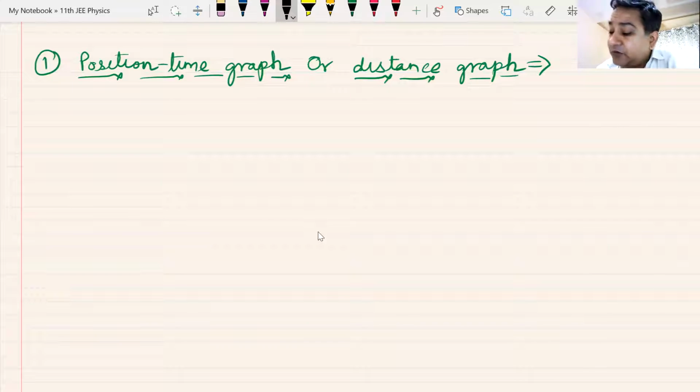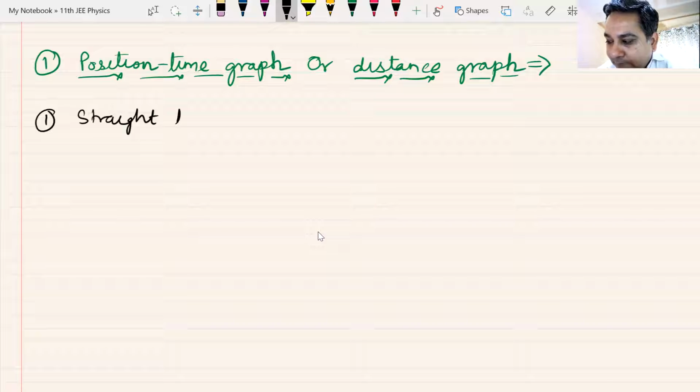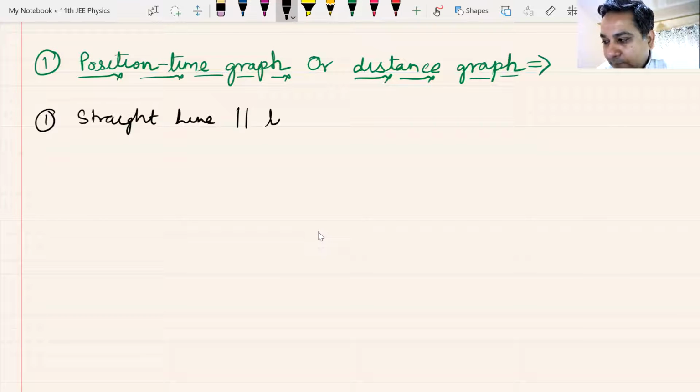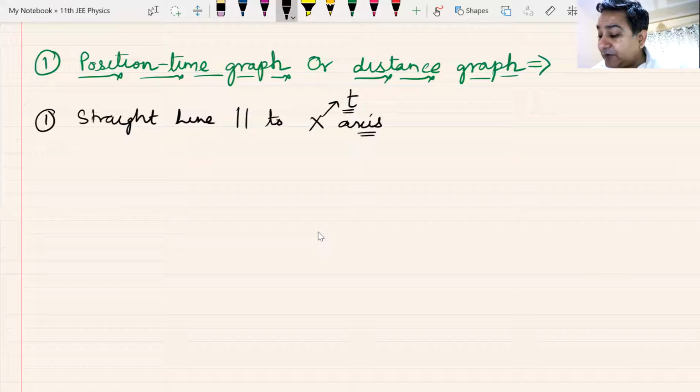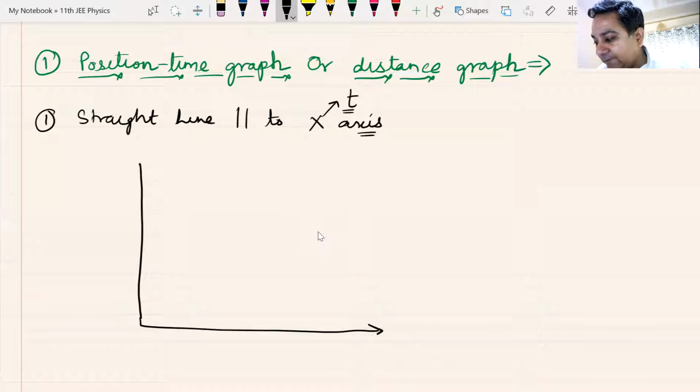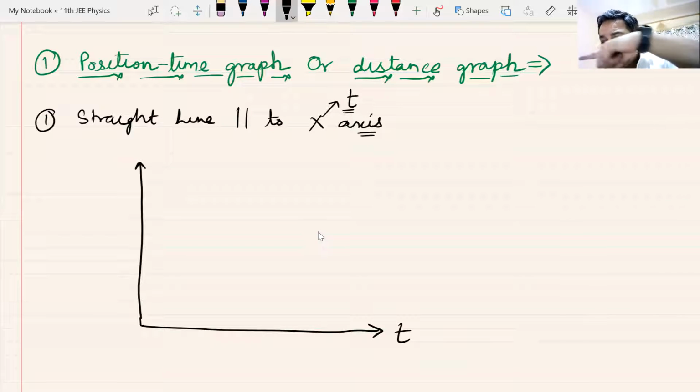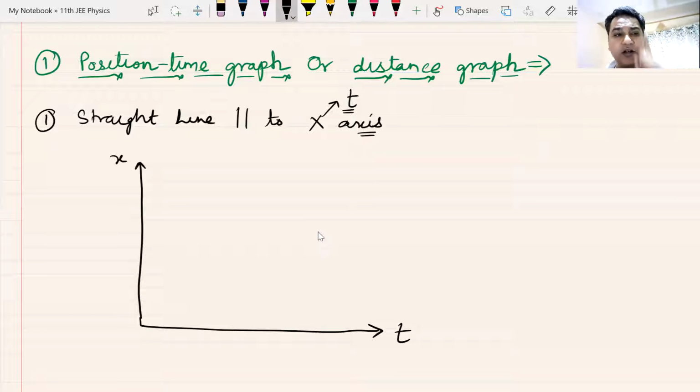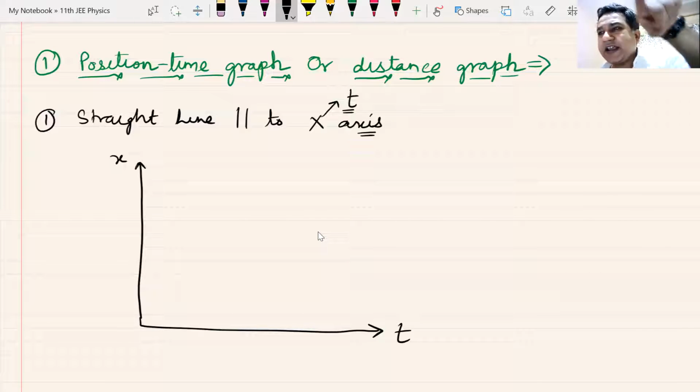The first type of graph that we are going to discuss is a straight line parallel to x-axis. Your x-axis is basically your t-axis because t is the independent variable. So you will have a graph like this. Here you have plotted t, and here you have plotted position. Since this is a motion in a straight line, the body might be moving along x-axis, so you will plot the position on x-axis, or it might move along y-axis, so you can plot y here, or it can move along z-axis, so you can plot z. It doesn't matter x, y, or z.